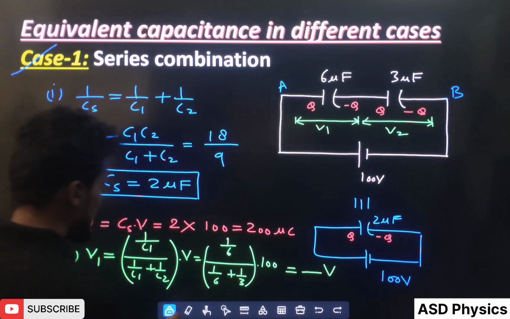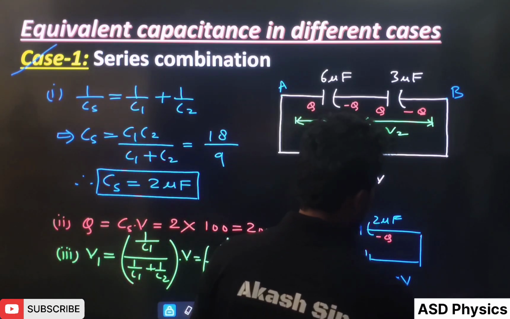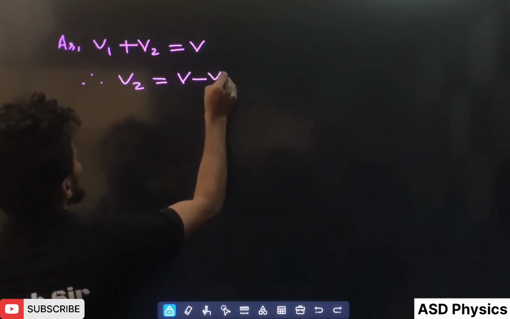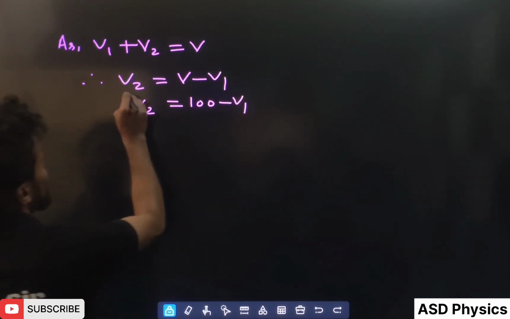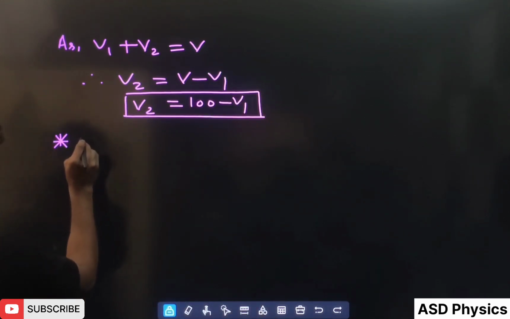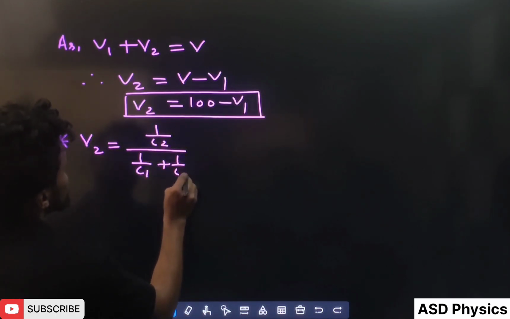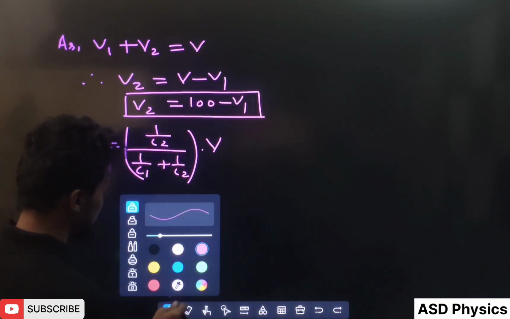After that, students, if in case they ask for V2, V1 we have got. So remember that V1 plus V2 equal to V. Hence V2 is given by V minus V1, or we can write 100 minus V1. So this is the value of V2. I'm just giving you the idea here. Similarly, if you don't want to use it, you can use some other method also. See, V2 equal to 1 by C2 upon 1 by C1 plus 1 by C2, into V. By using this formula also, you can get the potential, not a problem.